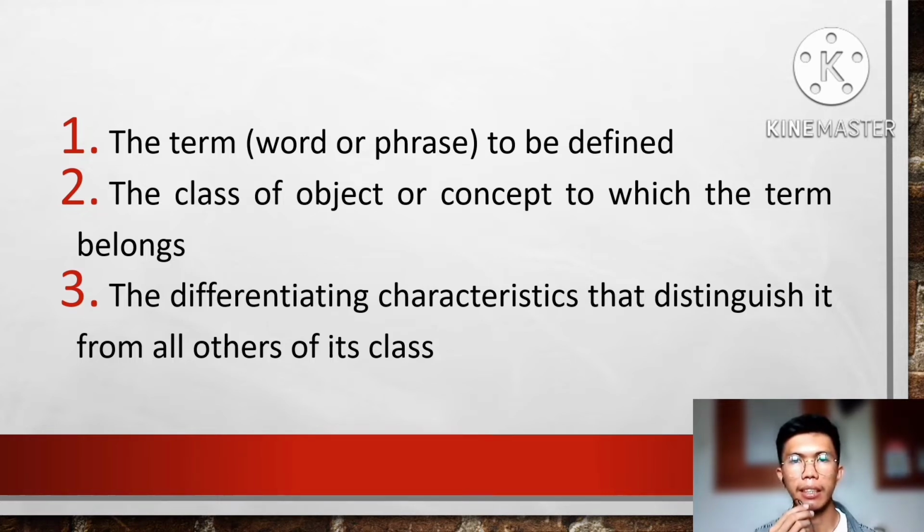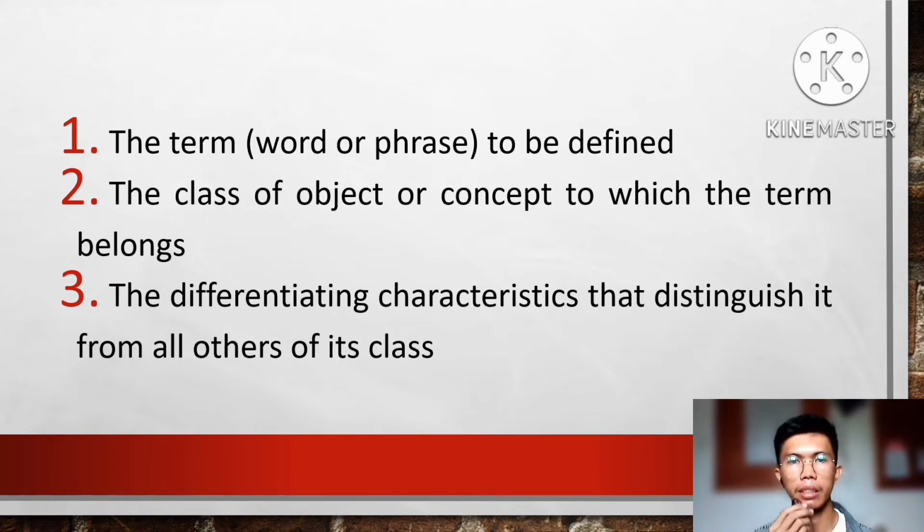And under formal definition, it consists of 3 parts. What are these? First, the term or word phrase to be defined. The term is the one being talked about in the sentence, or in a simple way, the term is the subject in the sentence. Number 2, the class of object or concept to which the term belongs, where it classifies, where it belongs. So that's the class.